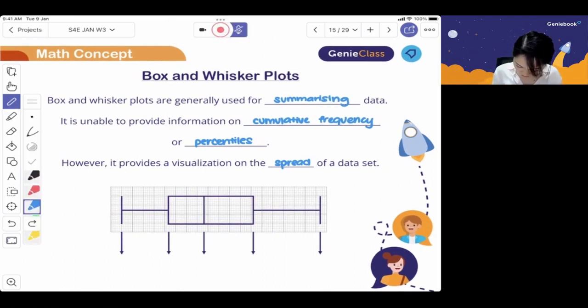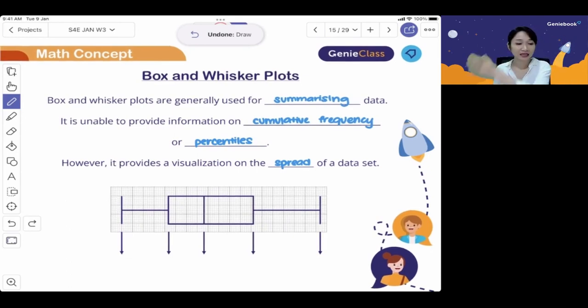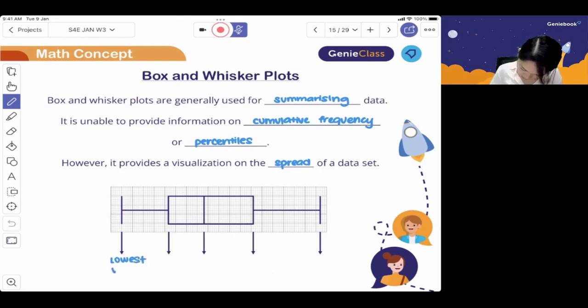All the lines on this plot represent a specific value. All the vertical lines represent specific values. The first line from the left will represent our lowest value or our smallest value, so the 0 percentile. And the whisker on the other end will be our highest value, or our 100th percentile, right?